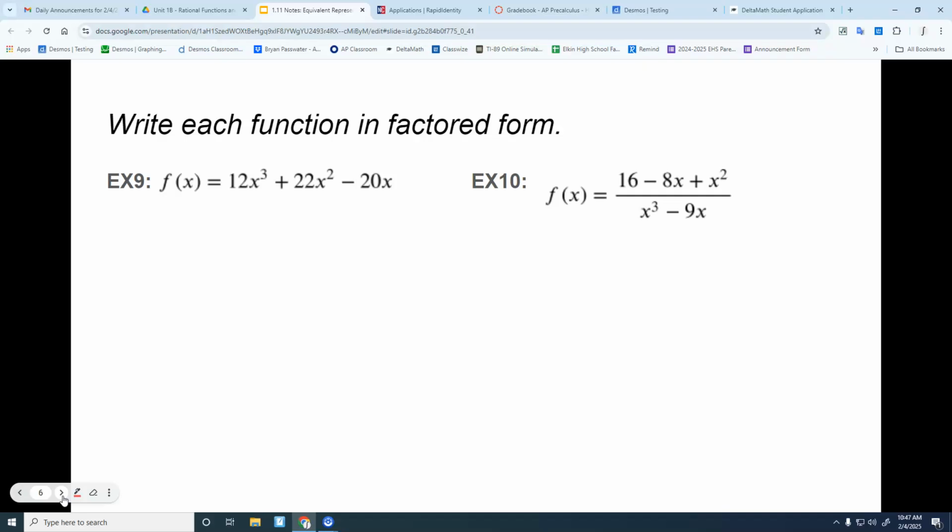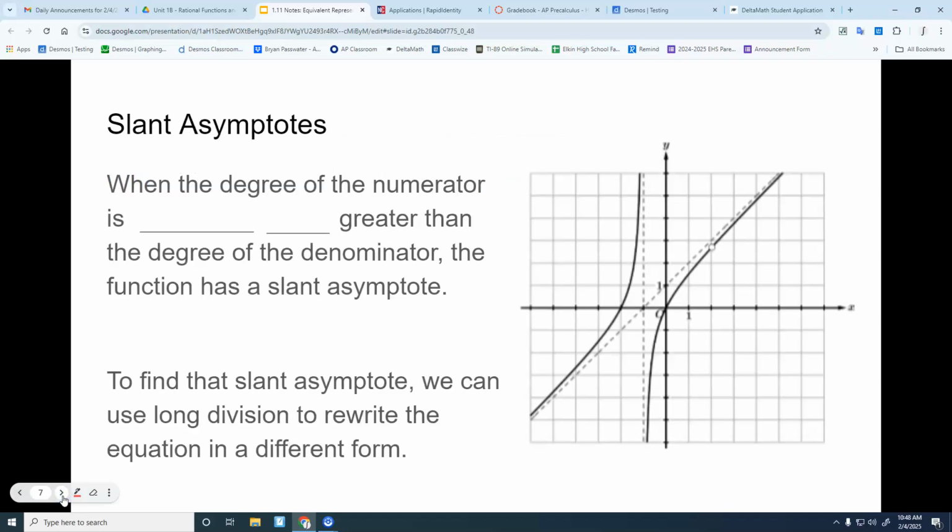I'm going to skip that. I can't remember why I put it there. But we've already factored some, so I think we can skip that.